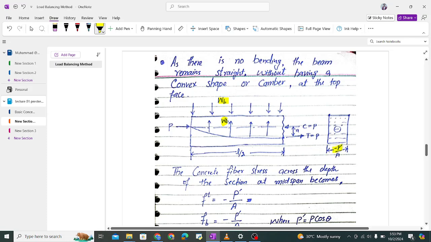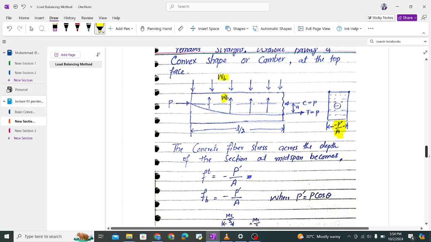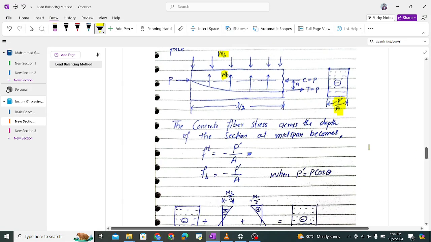Minus P A minus P prime by A. This happens when these two loads cancel each other, so there will be uniform stress. Let's move further. The concrete fiber stresses across the depth of the section at midspan become Ft is equal to minus P prime by A, and Fb is equal to minus P prime by A. These are the uniform stresses where P prime is equal to P cos theta.